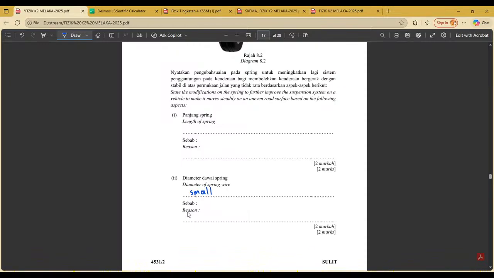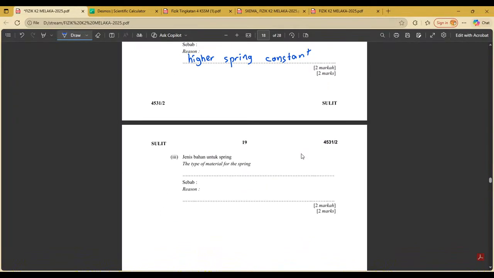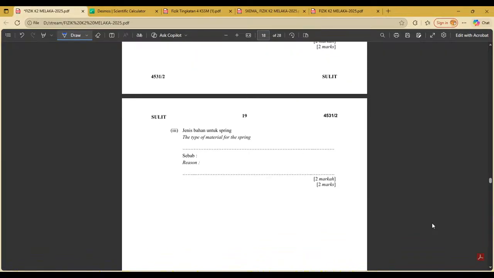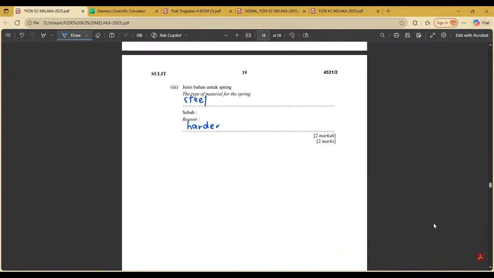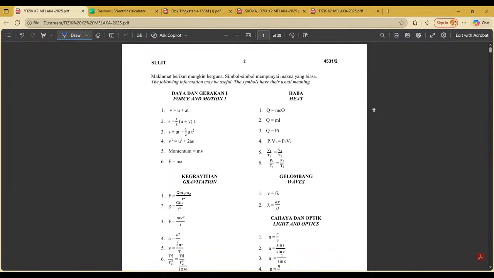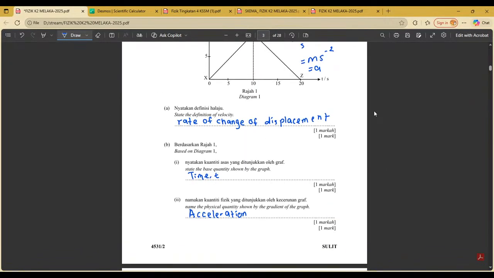Length of spring small because higher spring constant. Length of spring short, reason higher spring constant. Okay, I'm gonna mark part A before I go to any other parts.